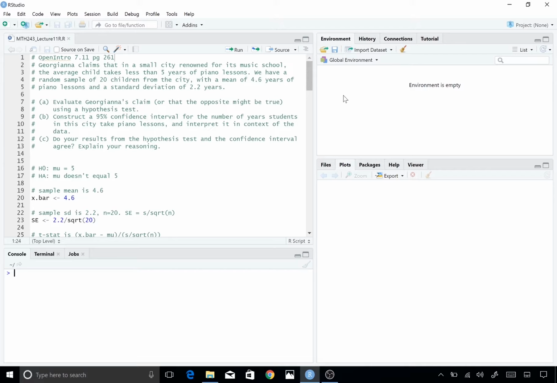Part C asks if the confidence interval agrees with the test. Well, remember that a confidence interval is an inverted hypothesis test, so they should agree. The p-value we got was greater than 0.05, so we failed to reject the null hypothesis. Since we are 95% confident that the population mean is within this interval, and our hypothesized mean 5 is in this interval, we would fail to reject the null hypothesis at the 0.05 level based on this confidence interval. So yes, they do agree.